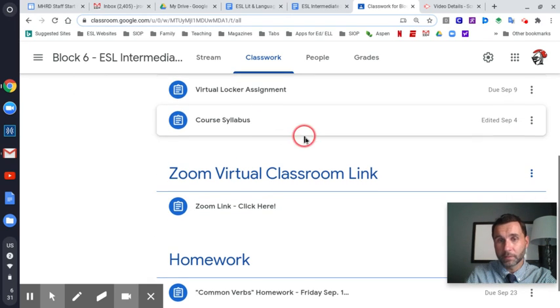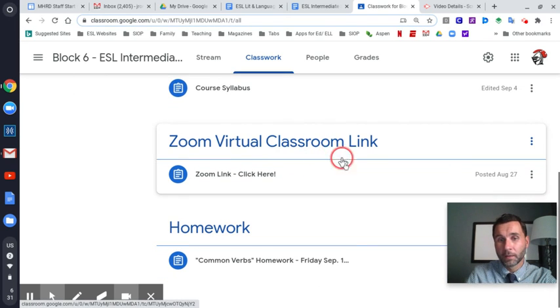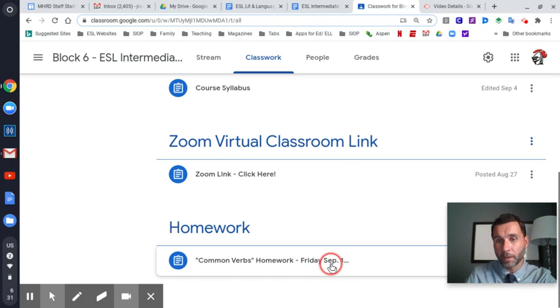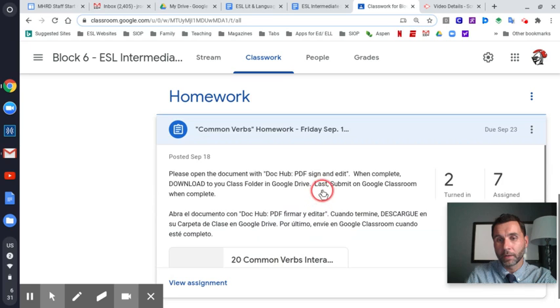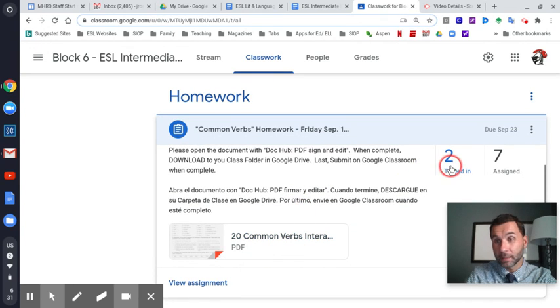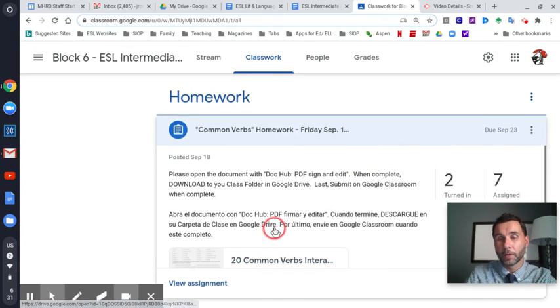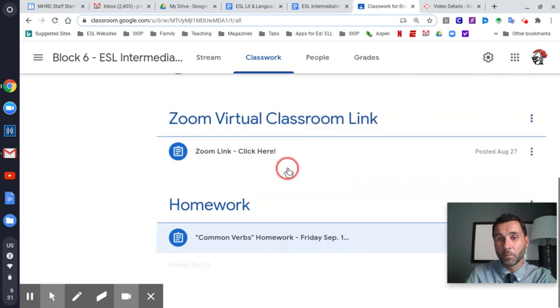The course syllabus. We have our Zoom link. We have a recent homework as well. So the students, they'll know what to do. They can access the homework, the directions. They can hand it in all virtually. So at the end of the day, it's really very organized.